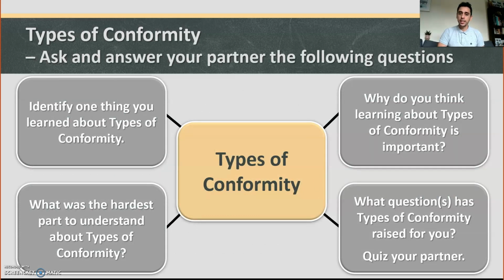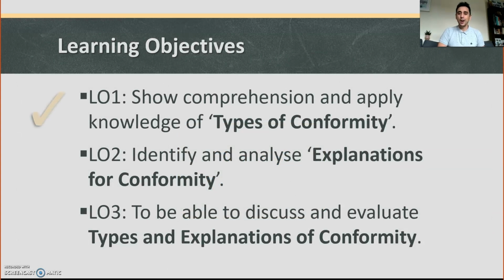Can you identify one thing you've learned about the types of conformity? Why do you think learning about types of conformity is important? What was the hardest part to understand about types of conformity? And what questions has types of conformity raised for you? If you have any questions, feel free to write them in the comments. I'm sure other people will answer them. And that's lesson objective 1 complete.